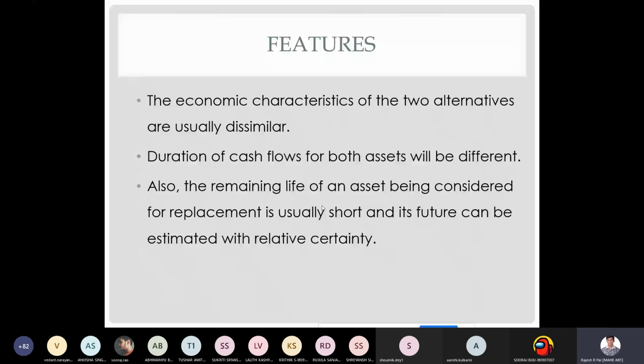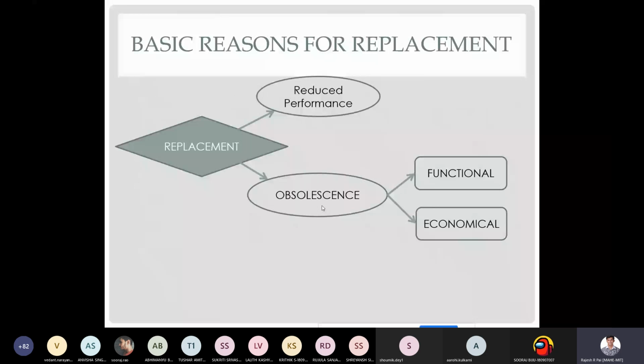So these 3 points you need to remember. One is that the economic characteristics, or the cash flows, would be different for each of the alternatives. Second, the duration of the cash flow for both the assets will be different, the service lives of the alternatives. And third, you are going to consider only the unused value, or the remaining period of the old asset, when you compare it with the newer one. So these are some of the characteristics of replacement analysis.